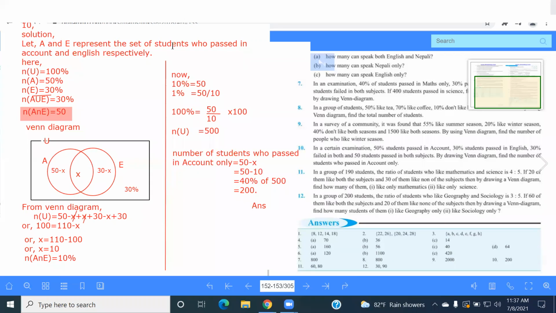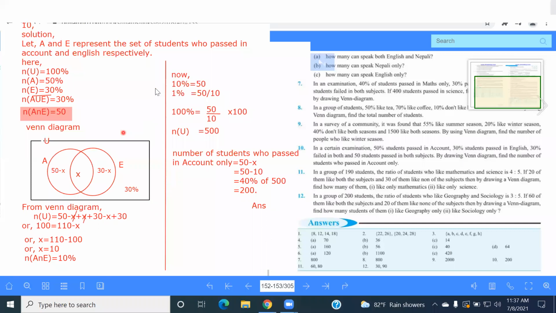Here, A and E represent the sets of students who passed in account and English. The total number, let it be 100%, because it is given in percent. Account 50%, English 30%, complement also 30%. The intersection is given as 50. Now what is given in number, that is what we have to find in percentage. Because the intersection is not given in percent, we let it be X, so 50 minus X, 30 minus X. Now from this Venn diagram, the addition of all these is the number of U. So you can add all this, and X equals this 10% you will get.